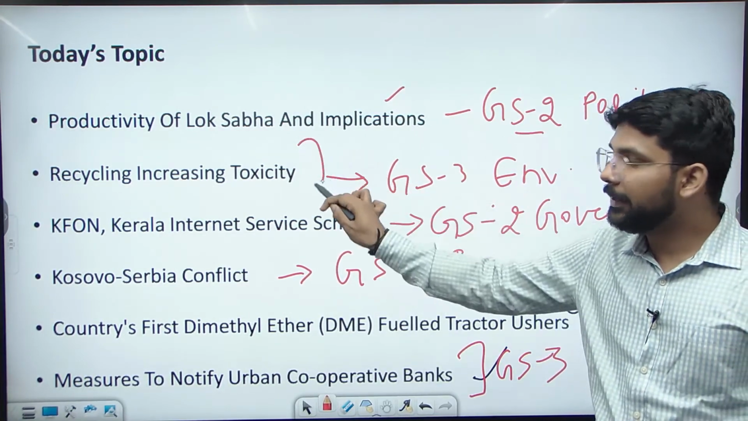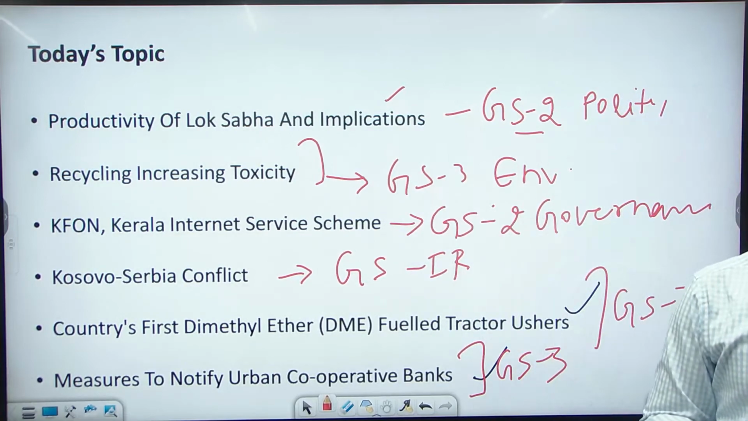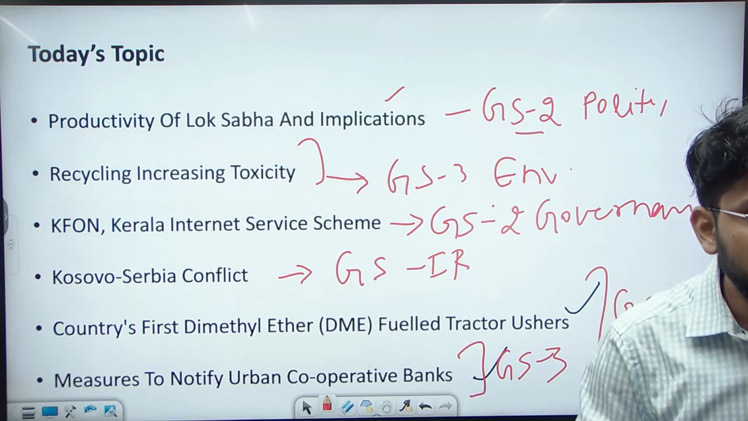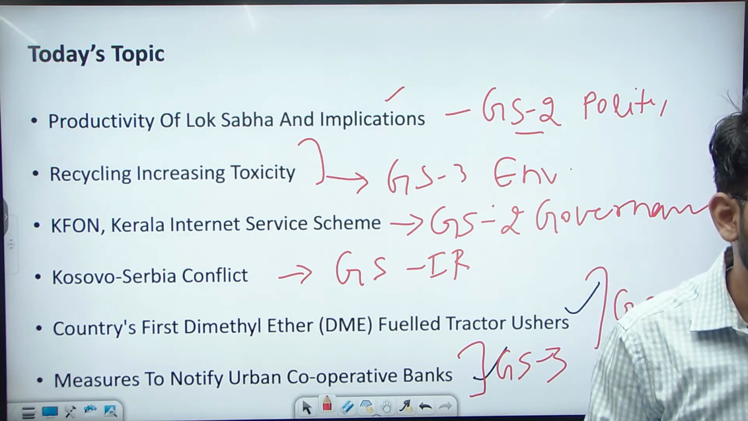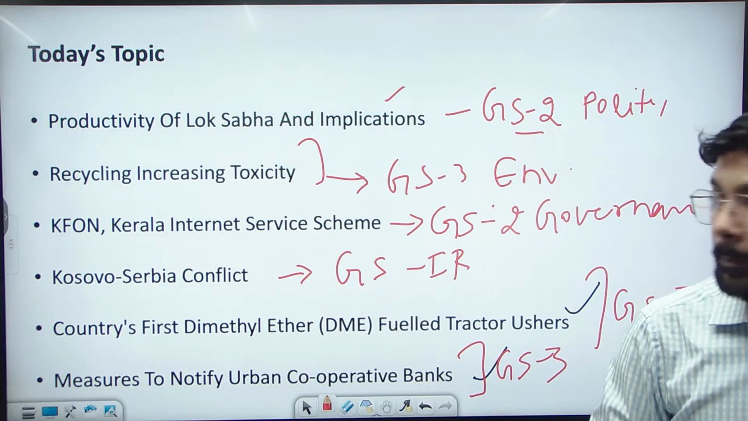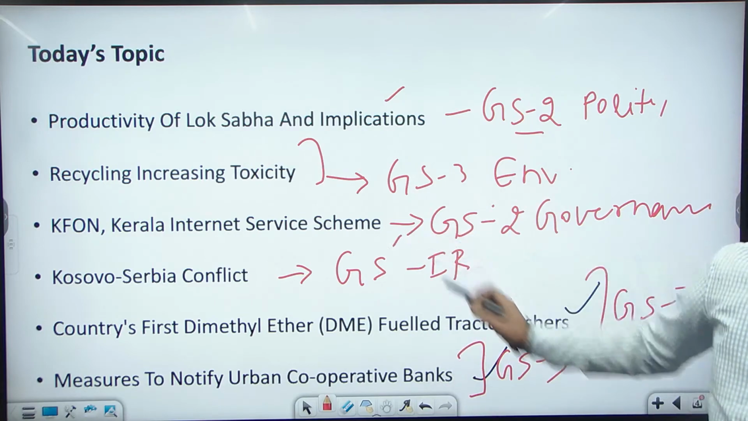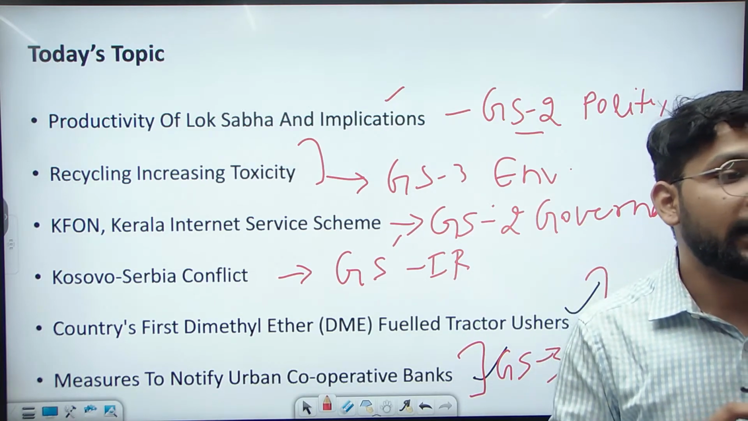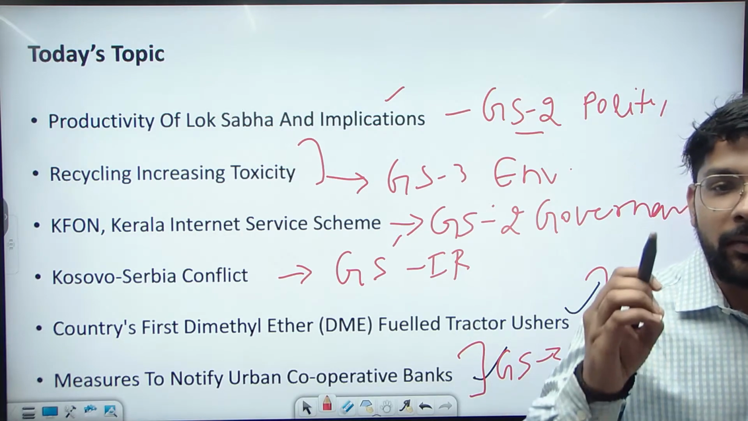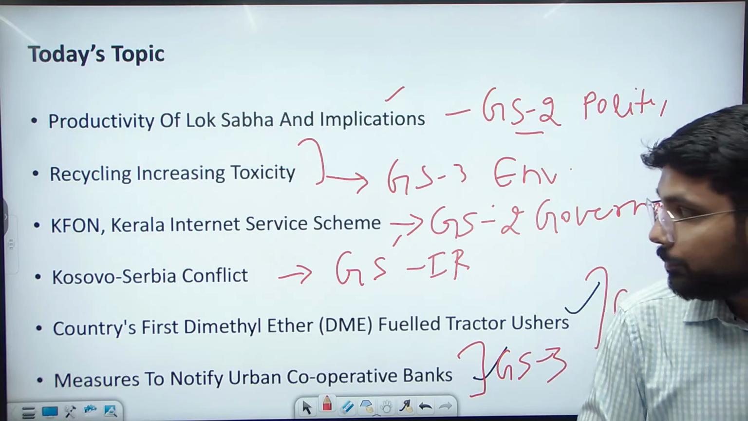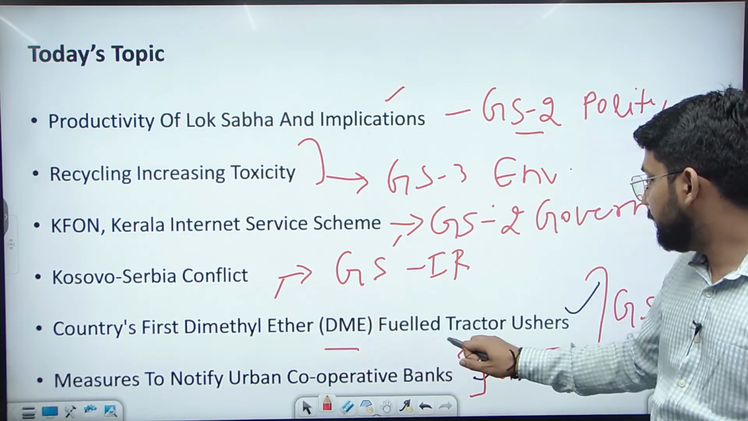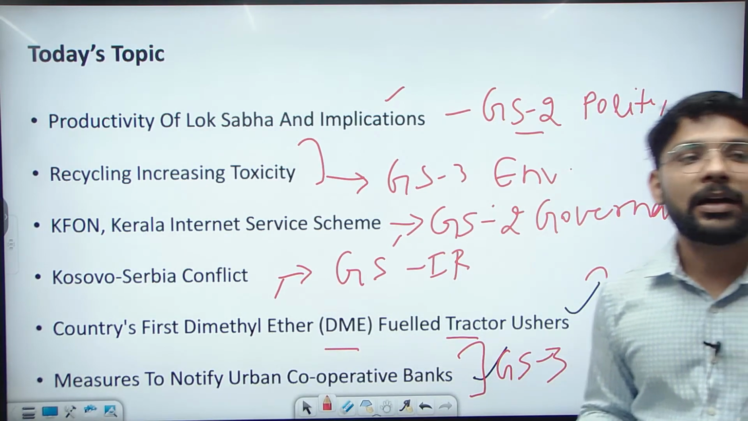Then the recycling increasing toxicity. A new study found that every country is focusing on the recycling of plastic because we are generating maximum plastic waste, but the recent study showed that recycled plastic has a toxic element. Then the third, Kerala Internet Service Scheme, the only state in India providing state sponsored internet service for below poverty line families and government offices. Then Kosovo-Serbia conflicts and the country's first dimethyl ether tractor. And the final is the urban cooperative banks.